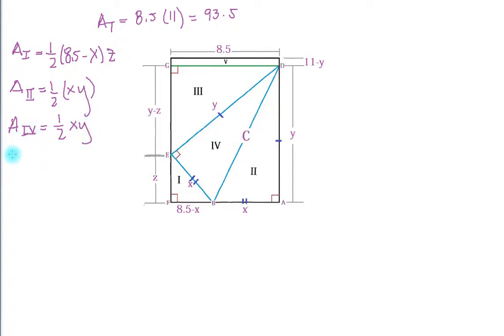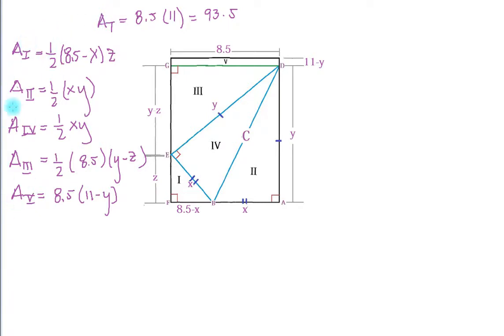Now A3 is 1/2 times the base, which is 8.5, times the height, which is y minus z. And A5 is a small rectangle, whose base is 8.5 and the height is 11 minus y. And now the total area is equal to the sum of the areas. So 93.5 is equal to the sum of all the areas, 1 to 5.